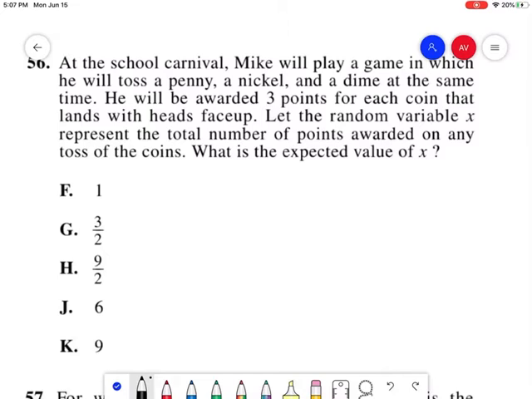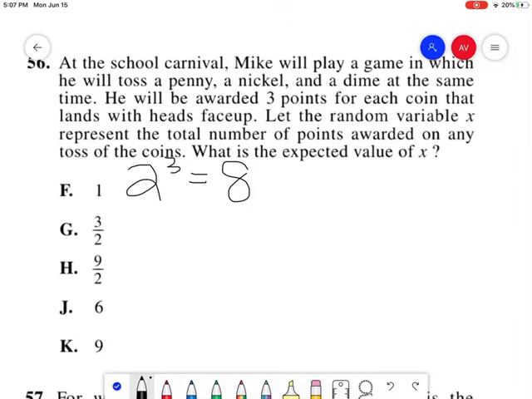In this problem, the expected value refers to the average number of points that we can get by adding up all the possible scenarios. So if we have a coin, it will give us 2 possible outcomes, which will be heads or tails. And since we have 3 coins, the number of possible scenarios that we can have is 8. So for each scenario, we're going to calculate the number of points that we can get. Remember, for each coin that lands heads up, we're going to get 3 points.